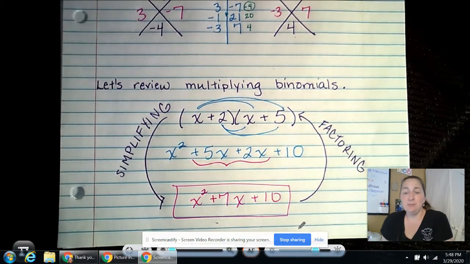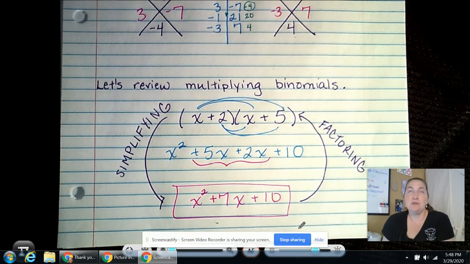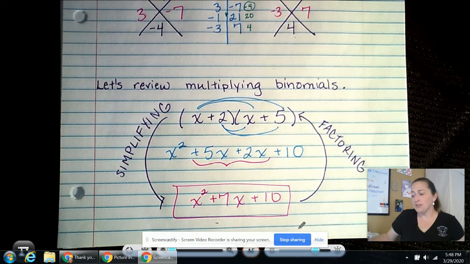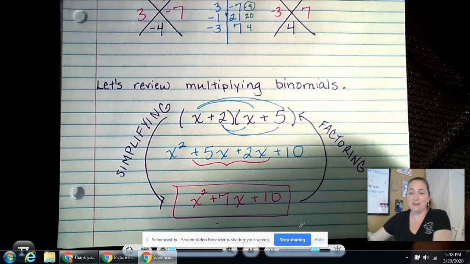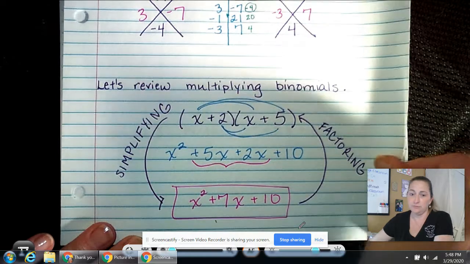Okay, we've done a little bit of factoring already. We factored out the GCF. Last week, if you did that lesson, we factored the difference of squares. So what we're going to do today is factor trinomials.